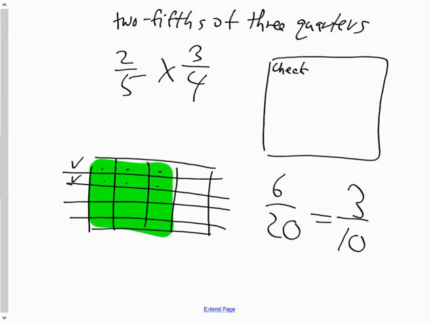And that's really easy. This is the easy one to check your solution, because all you have to do is multiply your numerators to get 6/20, which equals 3/10. So my answer is correct. My drawing is correct.